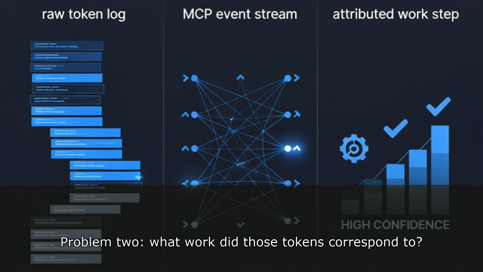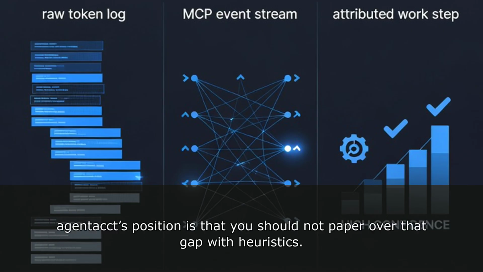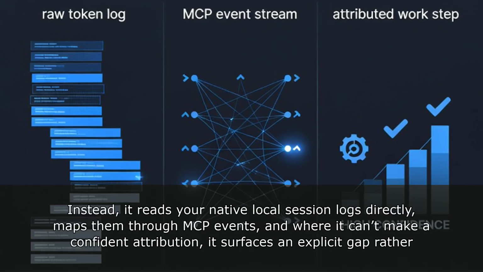Agentacct's position is that you should not paper over that gap with heuristics. Instead, it reads your native local session logs directly, maps them through MCP events, and where it can't make a confident attribution, it surfaces an explicit gap rather than inventing a number.